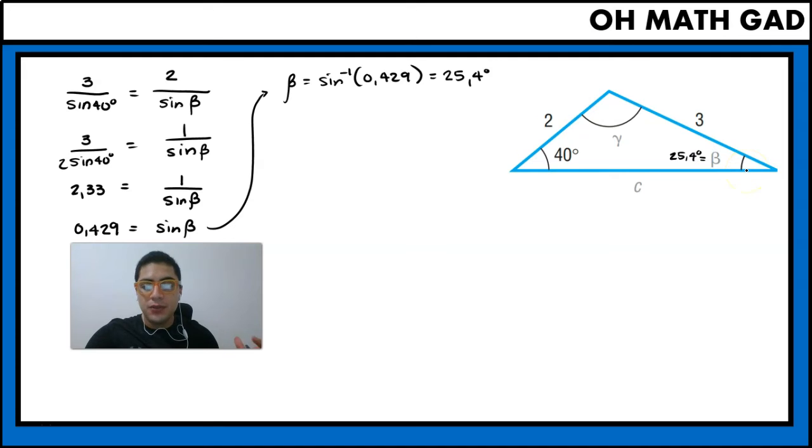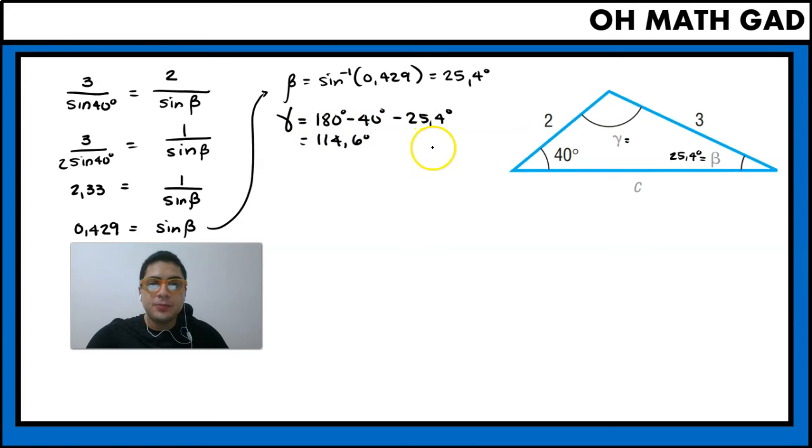Now that we have two of the angles, I can find gamma in this case by just subtracting from 180. So I know that gamma is going to be equal to 180 minus 40 degrees minus 25.4. Because of the triangle angle sum theorem, we know that the three angles have to add to give us 180. So we just subtract the two that we know, and we're going to get that the value of gamma in this case is going to be 114.6 degrees.